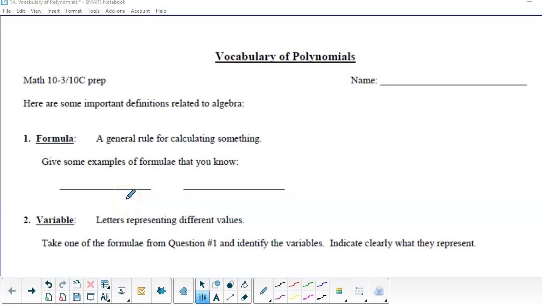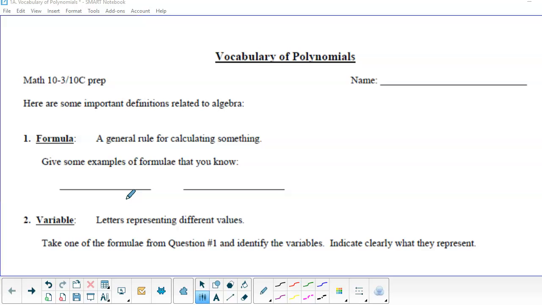All right, well, we're starting Factors and Products in Math 10-3 10C Prep. This is a 10C Prep unit, a review of Math 8 and 9 algebra skills, and then looking into some of the concepts that you'll learn in Math 10C next semester. So first we have to review some of our polynomial knowledge.